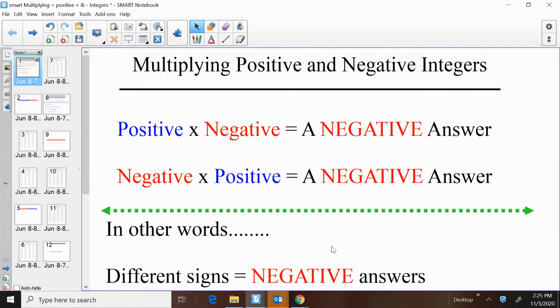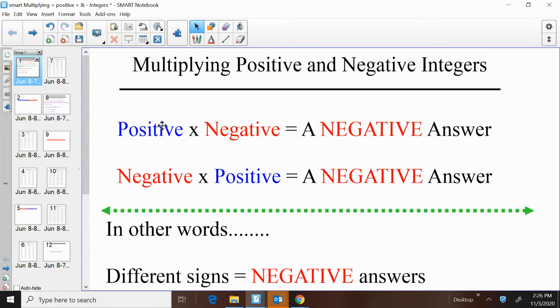Hello class, this is a video to help you understand how to multiply positive and negative numbers. And there's a couple hints here that I'm going to give you on this first screen. And then we're going to look at some examples. So we're first today just going to deal with positive and negative numbers.